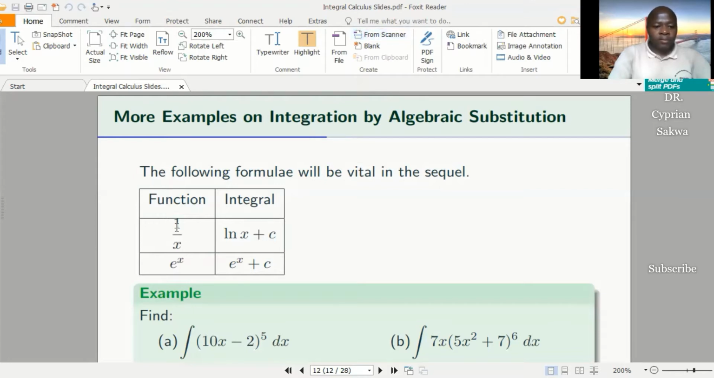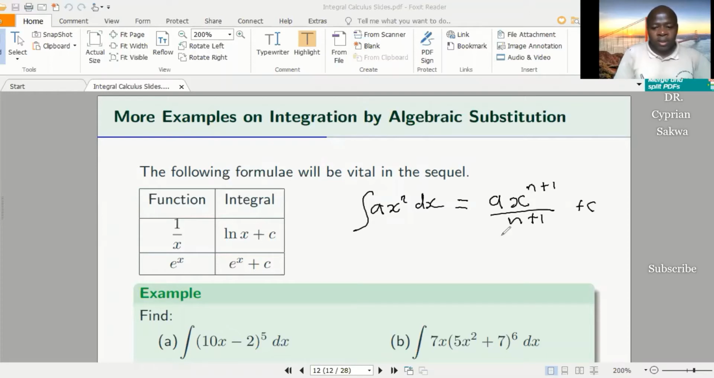Now, the first formula: you remember in our first video, we said that the rule for integrating x raised to n dx is x raised to n plus 1, divided by the new power, n plus 1, then add the constant of integration. We said this rule will not apply when n is -1.